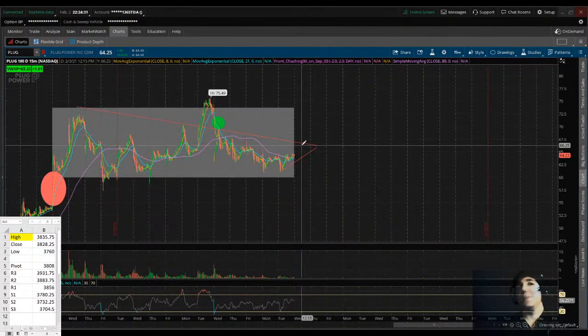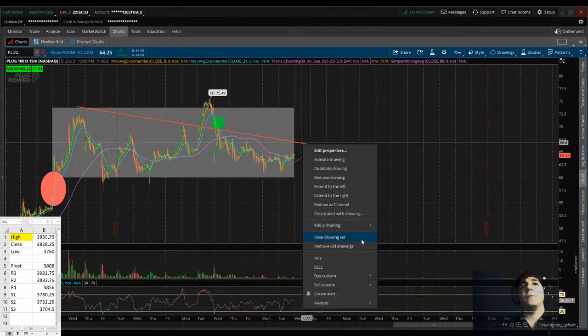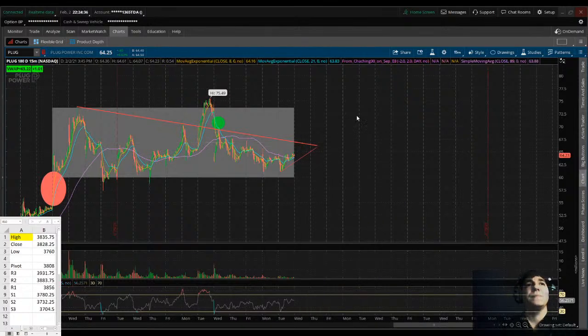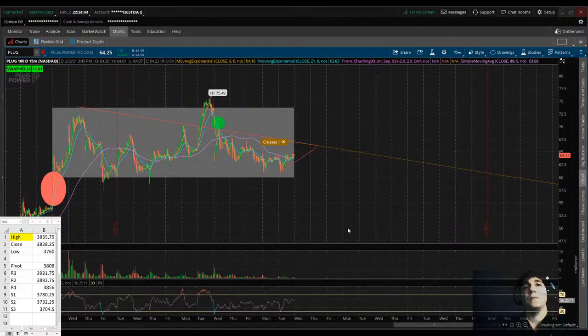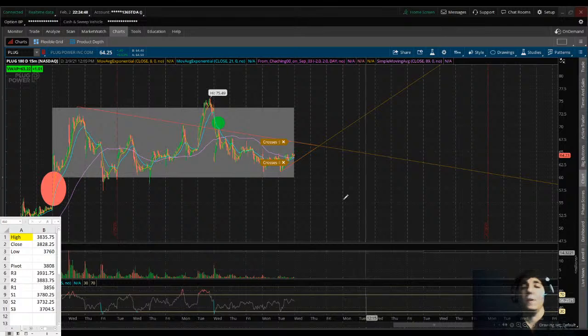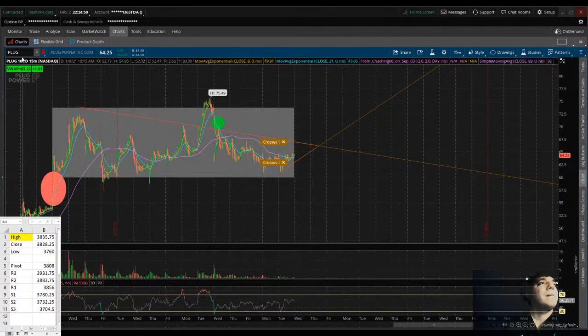So what you could do is you could just right click this and create an alert with the drawing. And when it crosses above, you get an alert. And then right here, same thing, create an alert, crosses below, boom, done. You're set. You don't have to watch it. All right.